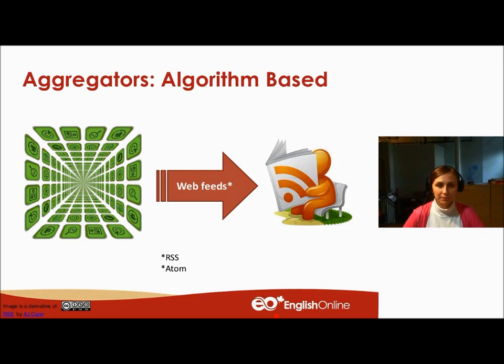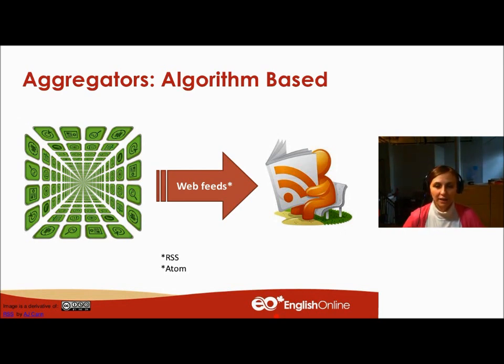And there are two types of aggregators that we are going to discuss today. They are algorithm-based aggregators, when everything is done automatically, and algorithm and human-based hybrids. So when there is a person behind the scenes who selects certain materials for you.